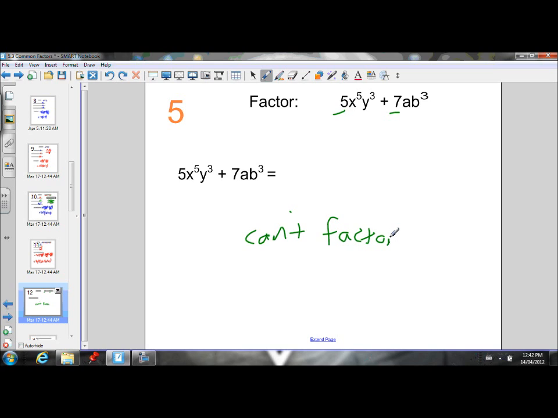This one's in here just to remind us that we have to really pay attention to what the variables are. If this one has an x and a y and this one has an a and a b, they don't share any of the same variables, so we can't take anything out of it. Okay? Good.